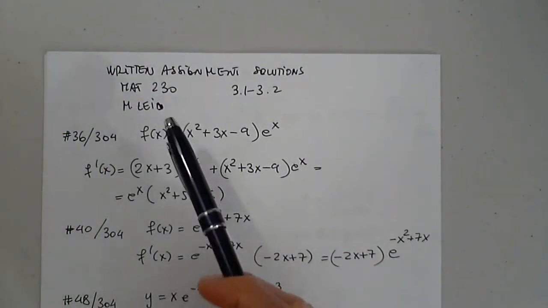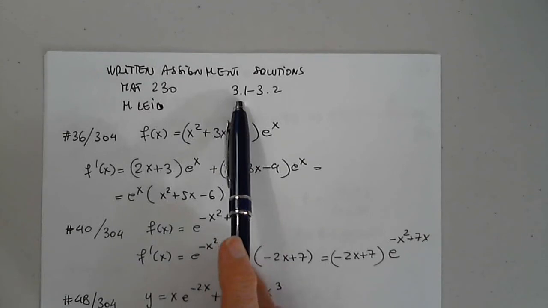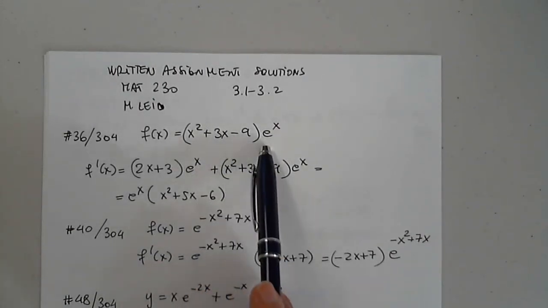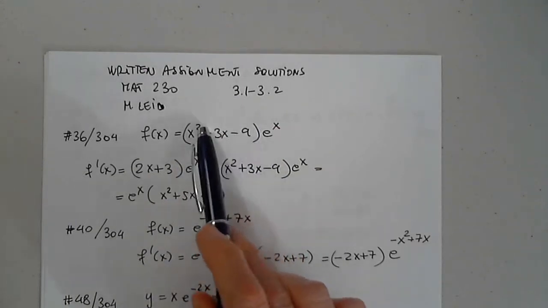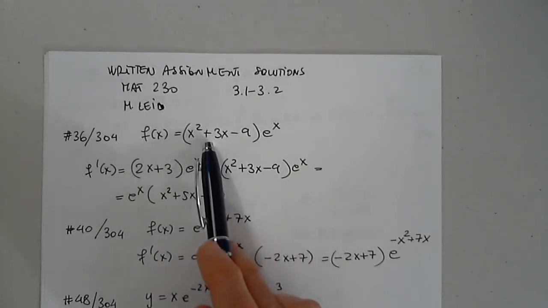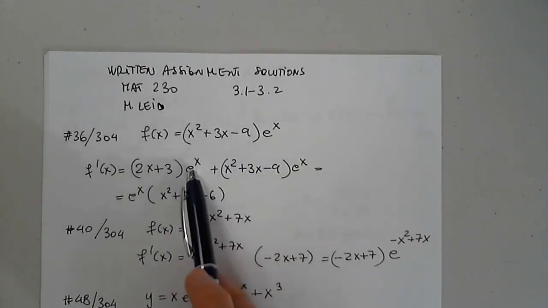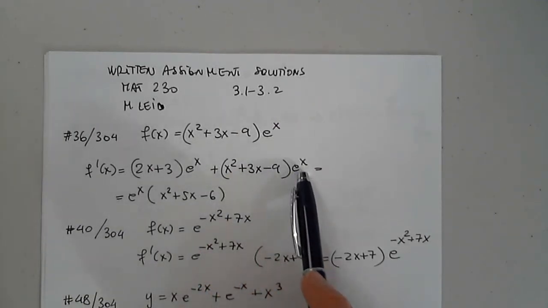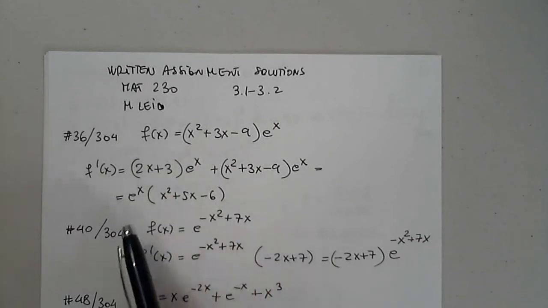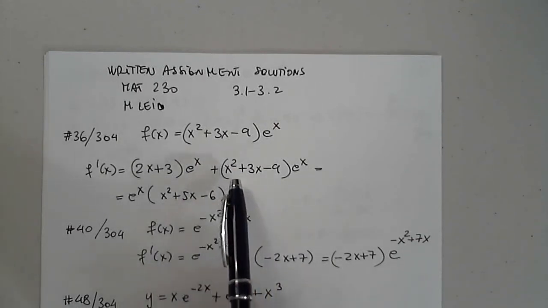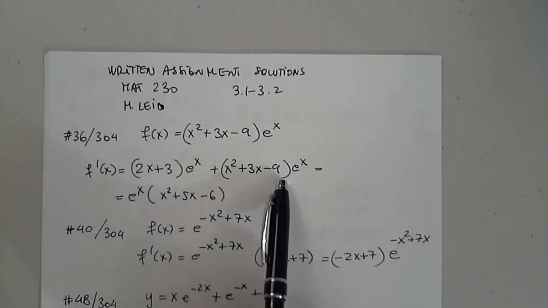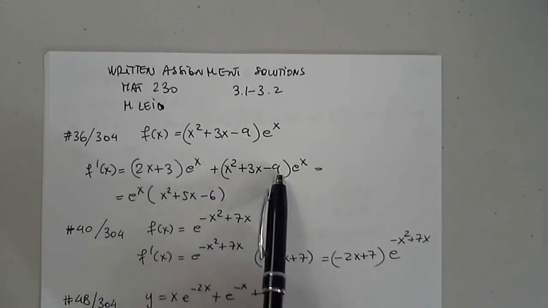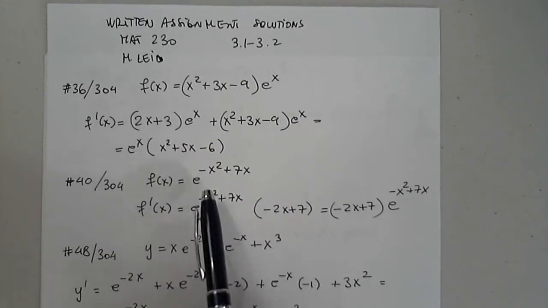So, solutions for our homework assignment 3.1 through 3.2. We are given a function, we want to differentiate it. We differentiate as a product: this function prime, 2x plus 3, times the second function, plus this function times the second function prime. I factor out e to the x. I have 2x plus 3 plus x squared plus 3x minus 9: x squared, 2x plus 3x is 5x, 3 minus 9 is negative 6.